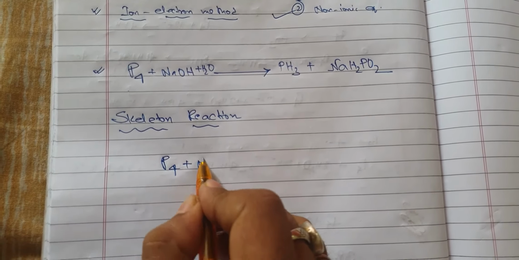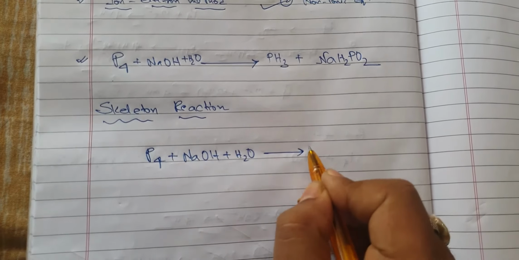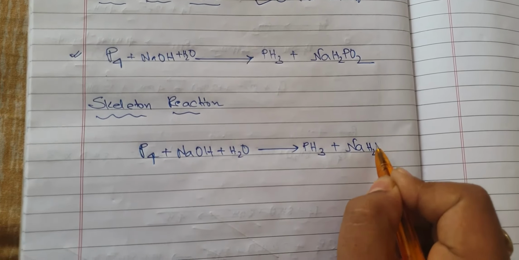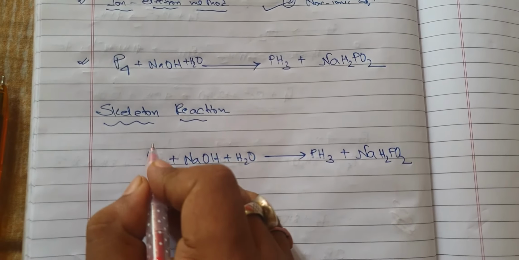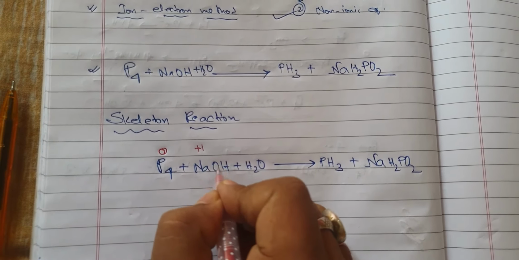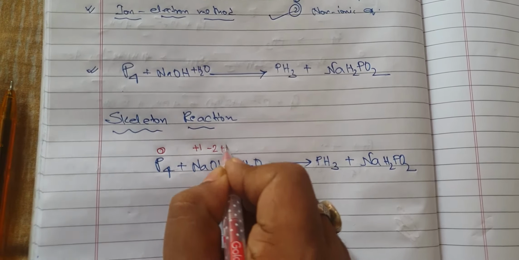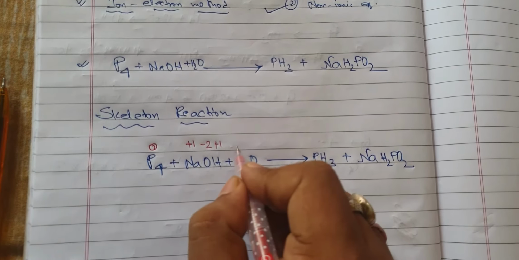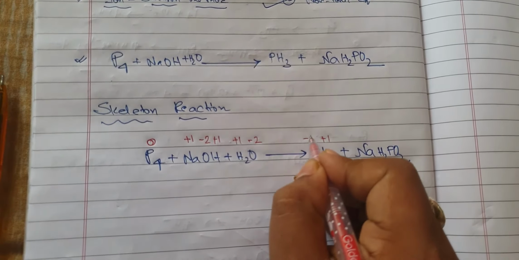P4 plus NaOH plus H2O gives PH3 plus NaH2PO2. Now when you get this, P4 is in 0 state, Na is in +1 state, O will be here in -2 state, H will be in +1 state. You can calculate and see also. In H2O, H will be in +1 state and O in -2 state. In PH3, H will be in +1 state, P will be in -3 state.